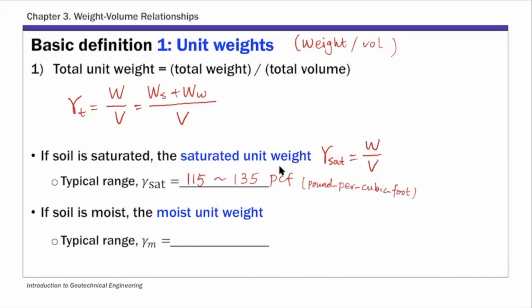And then if soil is moist, we call that unit weight moist unit weight. This is typically written as gamma M, M for moist. And again, the definition is the same, total weight over total volume. And the typical range for moist unit weight for natural soil is 105 to 125 PCF. Okay. So this is the first unit weight, called total unit weight. And then for saturated and moist, we have saturated and moist unit weight.